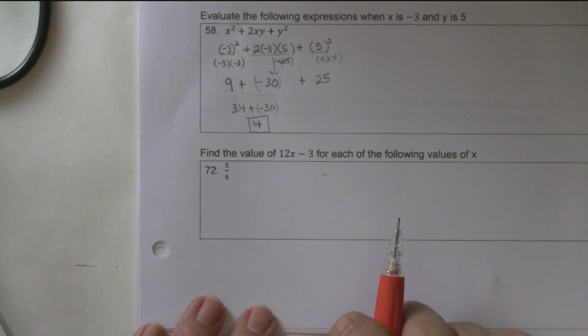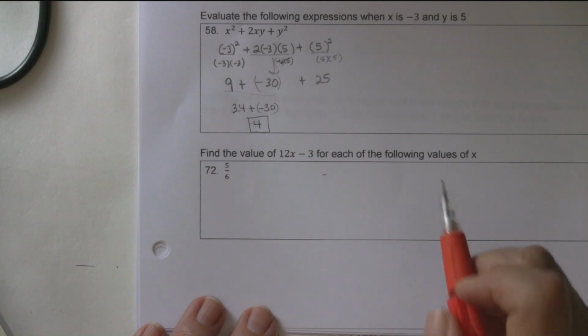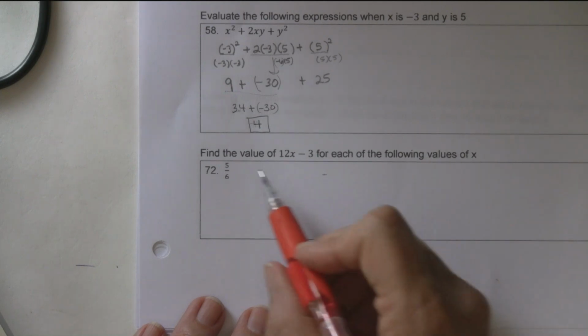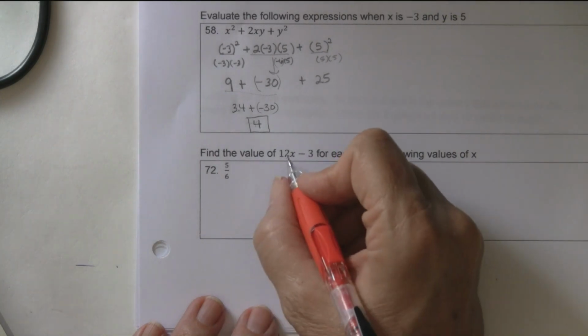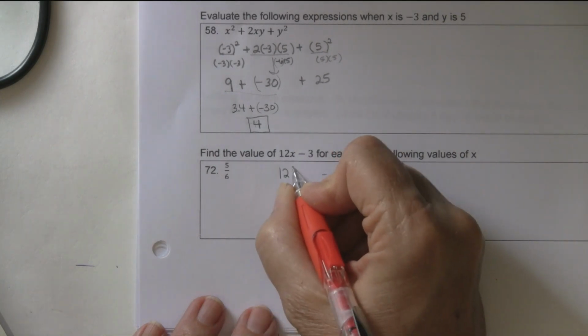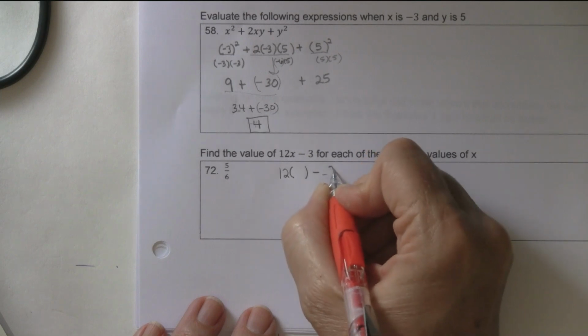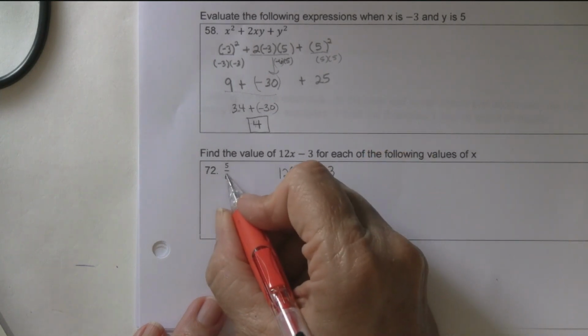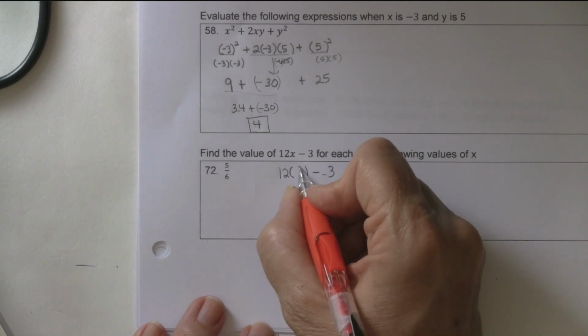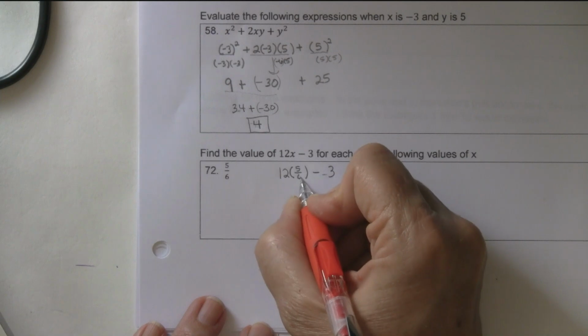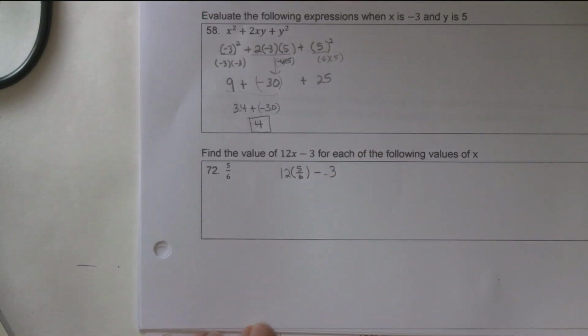Find the value of 12x minus 3 for the following values of x. So they're telling us that x is 5 over 6. So we're going to replace in here 12 and then parentheses minus 3. And what are we going to put in for x? So whenever you have x and you replace, parentheses are implied, whether you want to write them or not. So if you don't want to write them, they're still implied.